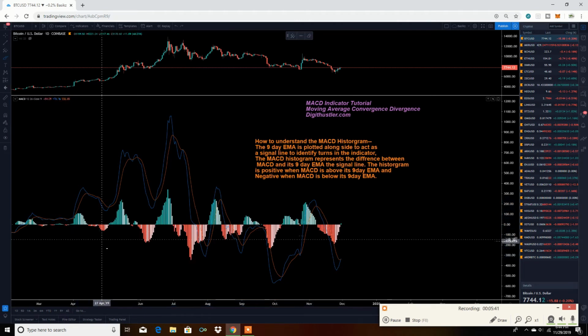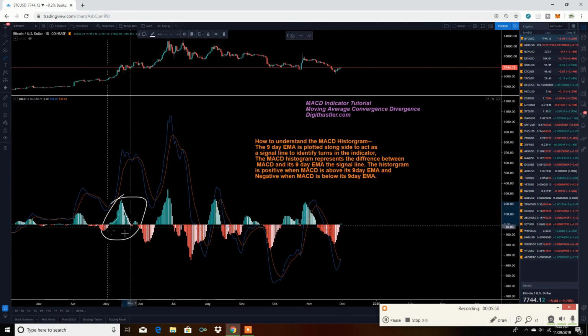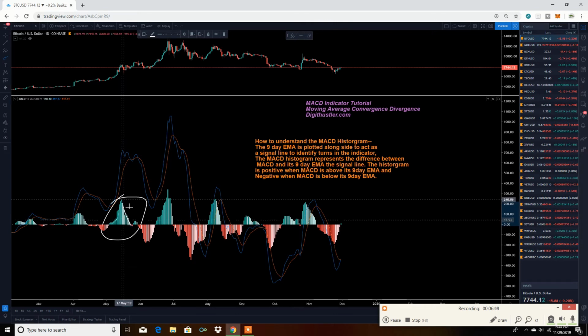Now, the best way to read the histogram, let's look at right here where I'm highlighting. As you can see, on the left side of this histogram, it's a dark green. On the right side, it's very light. So what this means is the momentum, right? It kept climbing. Each one kept getting higher and higher until it started to lose some steam, then it started to roll back down.